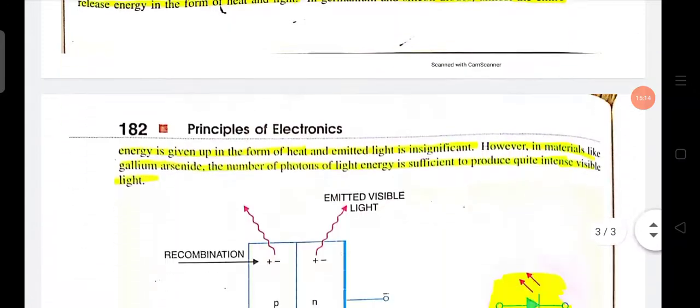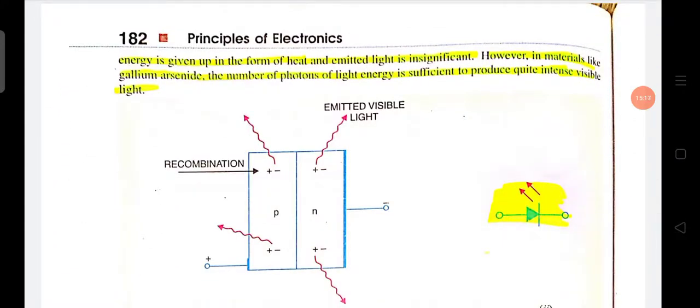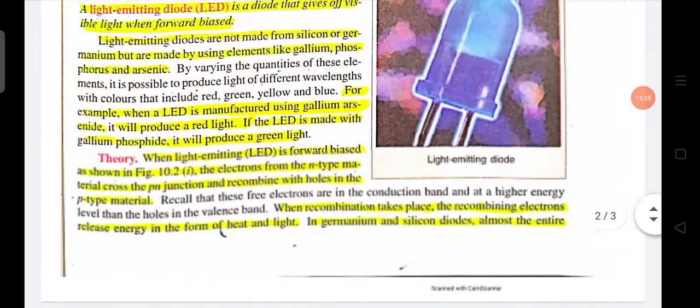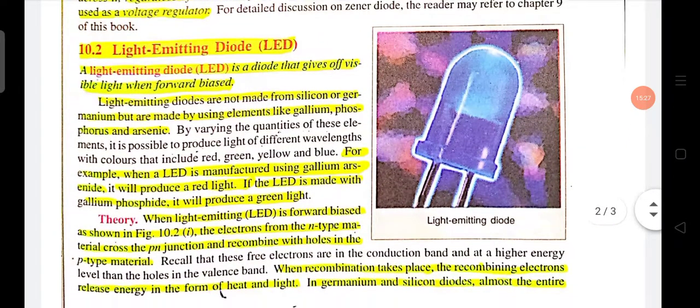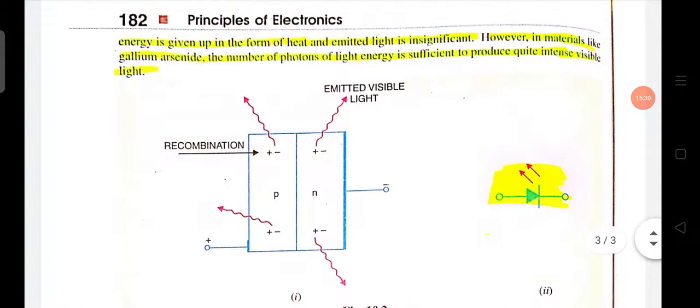Okay, but in arsenic, phosphorus and gallium, we can get the energy radiated mostly in the form of light. That light is visible to our eye, and we can use that LED as a light. Okay, and this is the schematic diagram of the LED.